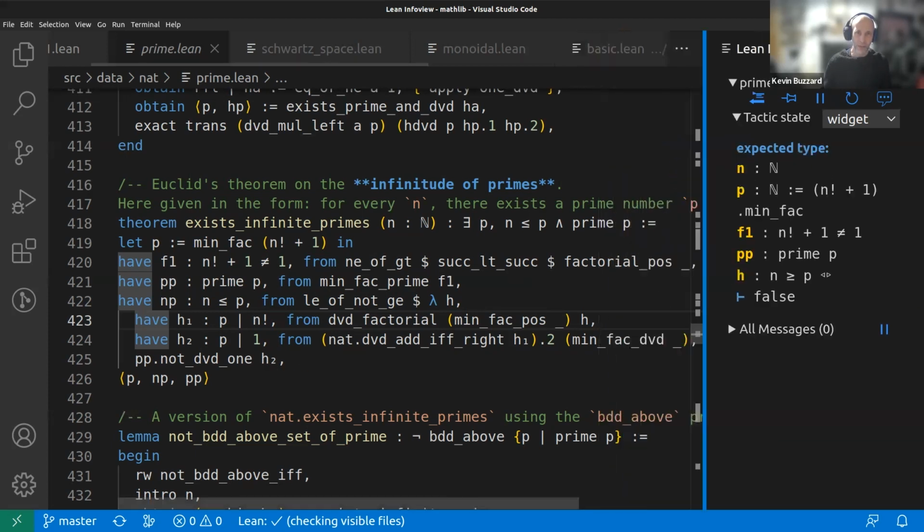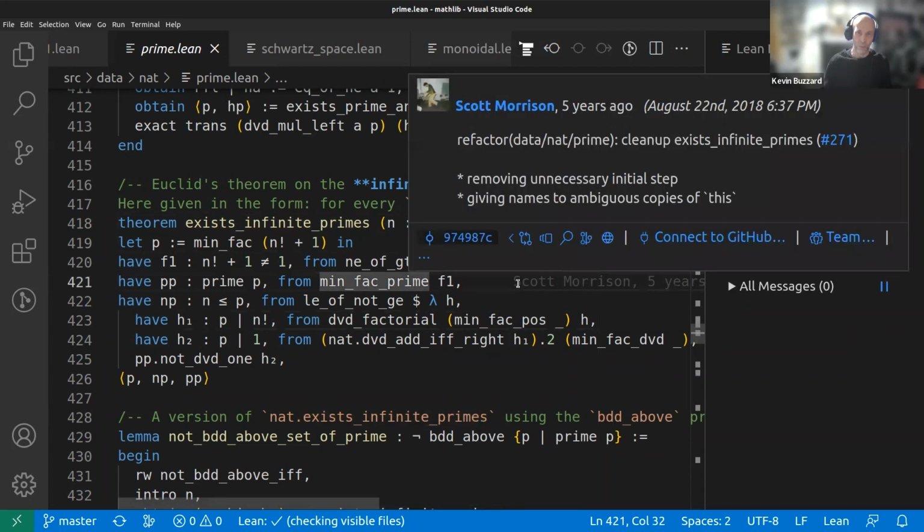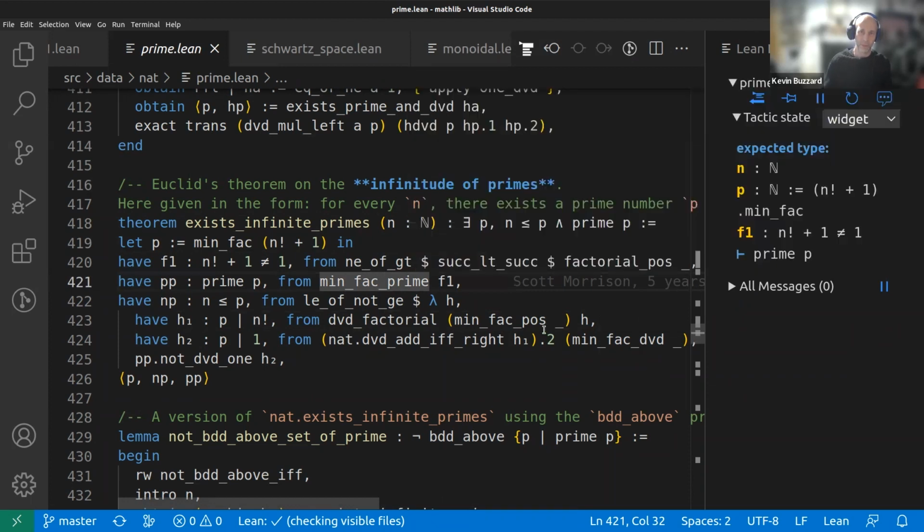So where did this proof come from? This proof was typed in by a human. In fact, if we click on various things, we can see Scott Morrison 5 years ago put this proof into Lean's mathematics library. So at the end of the day, I was saying, oh, the computers have proved there's infinitely many prime numbers, but if you trace back what's going on, the source of the proof was really a human.